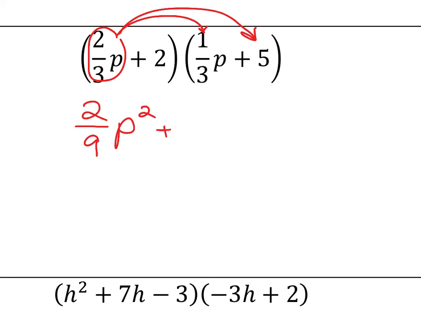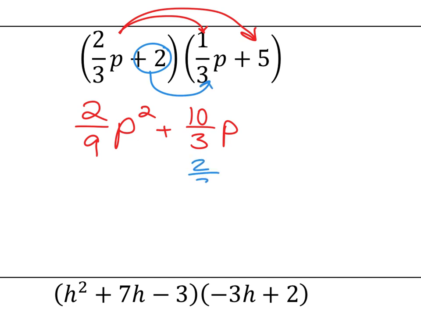You've got a calculator. Don't look at me like I'm crazy. 2/3 times 5. You'd get 10/3 p. Then we're going to take the next term in the parentheses here. In that first parentheses, what is the next term? Positive 2, and we're going to multiply that by 1/3 p, which is 2/3 p. You'd ask a calculator.